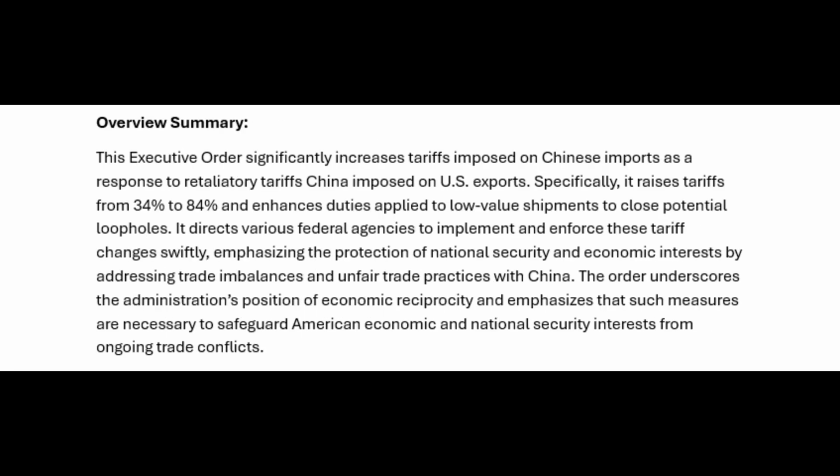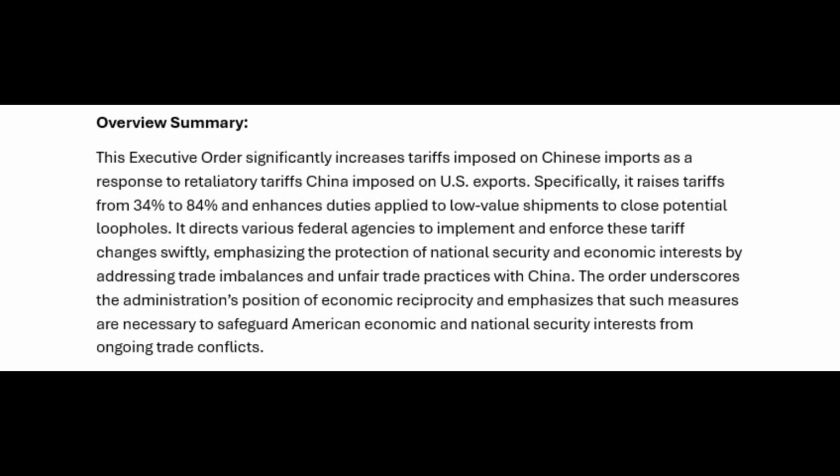Overview Summary. This executive order significantly increases tariffs imposed on Chinese imports as a response to retaliatory tariffs China imposed on U.S. exports. Specifically, it raises tariffs from 34% to 84% and enhances duties applied to low-value shipments to close potential loopholes. It directs various federal agencies to implement and enforce these tariff changes swiftly, emphasizing the protection of national security and economic interests by addressing trade imbalances and unfair trade practices with China.